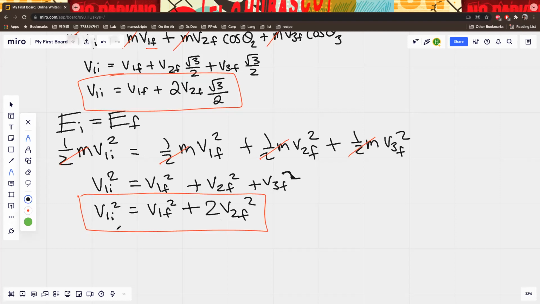So instead, let me suggest here we have v1i equals v1f plus something. Here we have v1i squared equals v1f squared times something. So let's just write this one as v1i minus v1f equals 2 v2f times square root of 3 over 2.